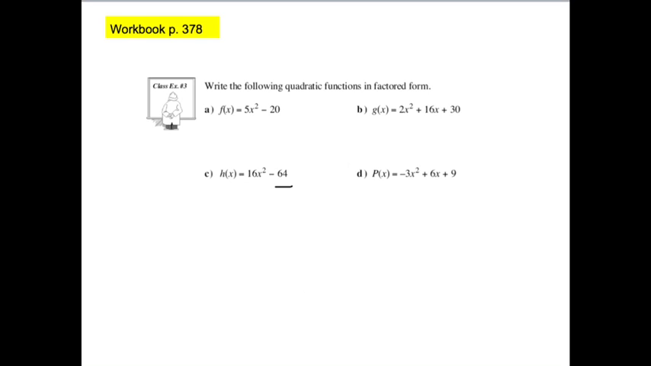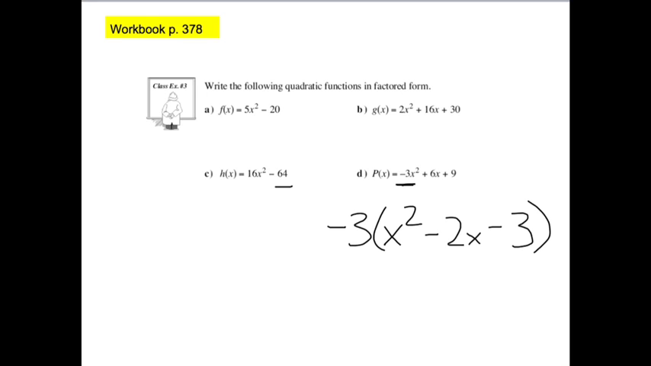D is negative 3x squared plus 6x plus 9. It's probably a lot easier if you take that negative out as well as the 3. Everything is divisible by 3. Okay, so I'm going to take out that negative 3, and what you're left with is now a positive x squared. Okay, 6 divided by negative 3 is going to be a negative 2, and 9 divided by negative 3 is negative 3.